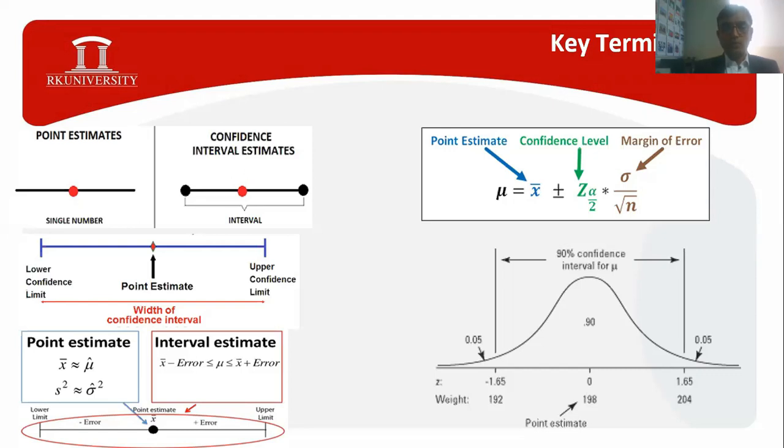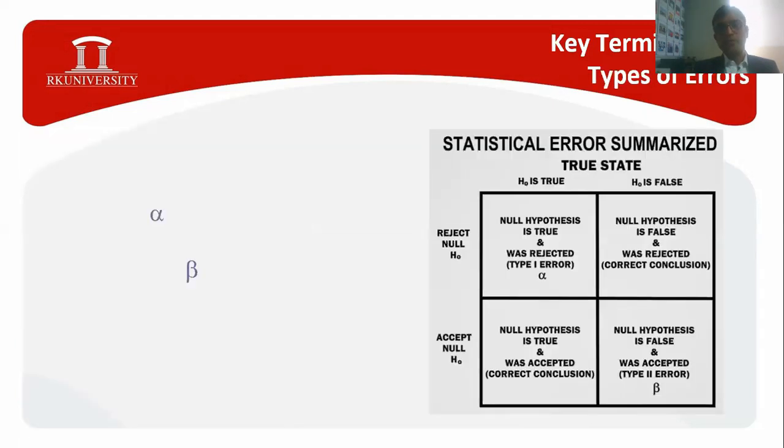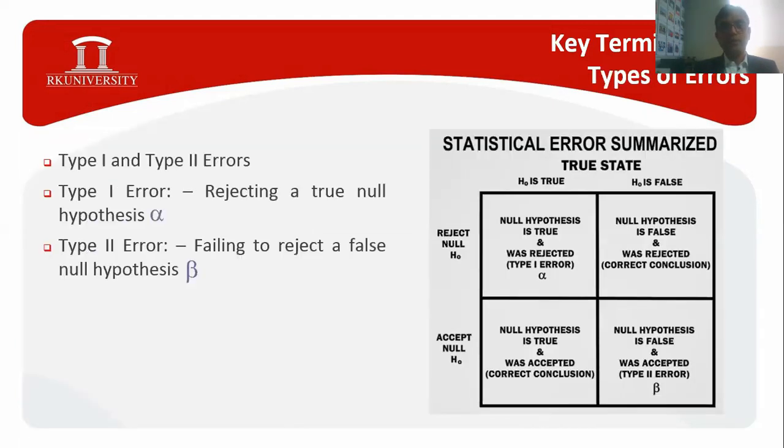Now let's move to the next important concept. During this process of hypothesis testing, we may commit some kind of errors. These errors are classified into two types: one is called type 1 error, and the second is called type 2 error. So type 1 error means what?